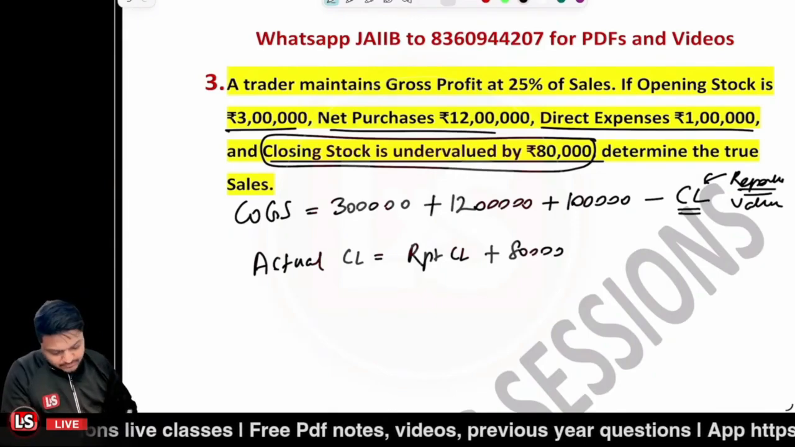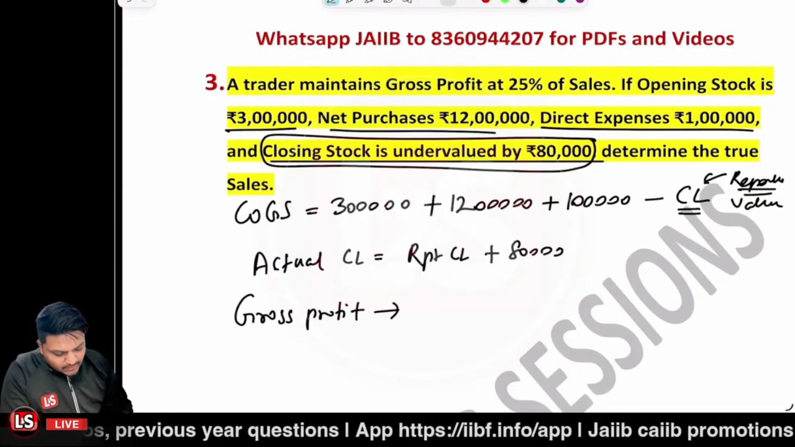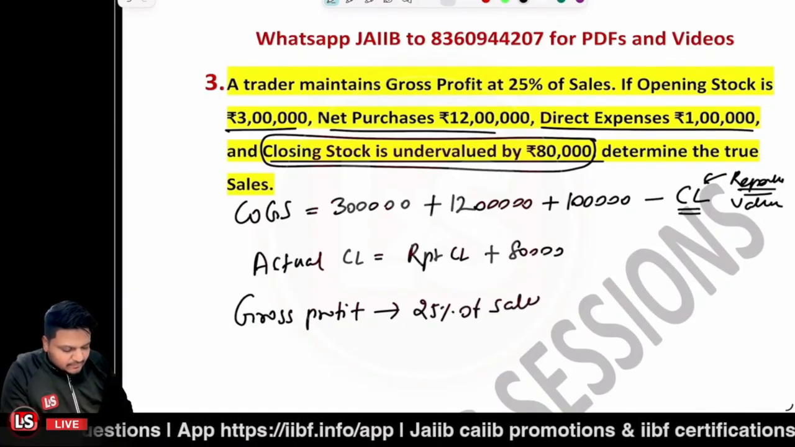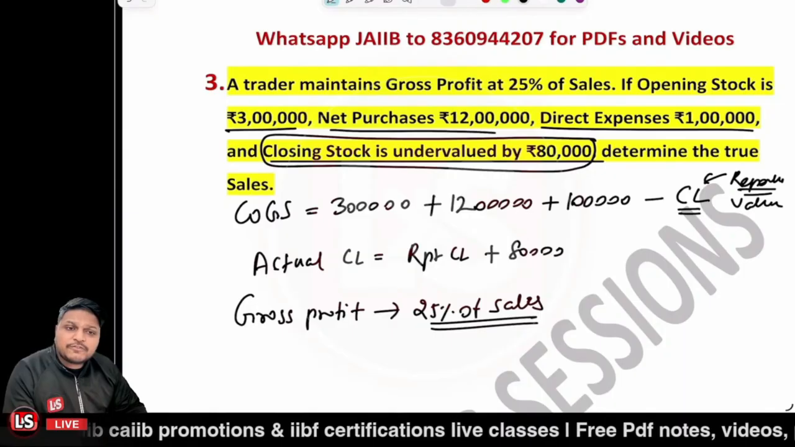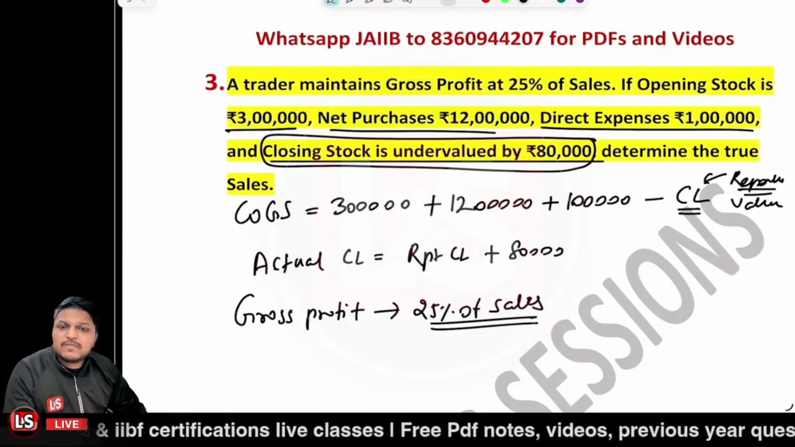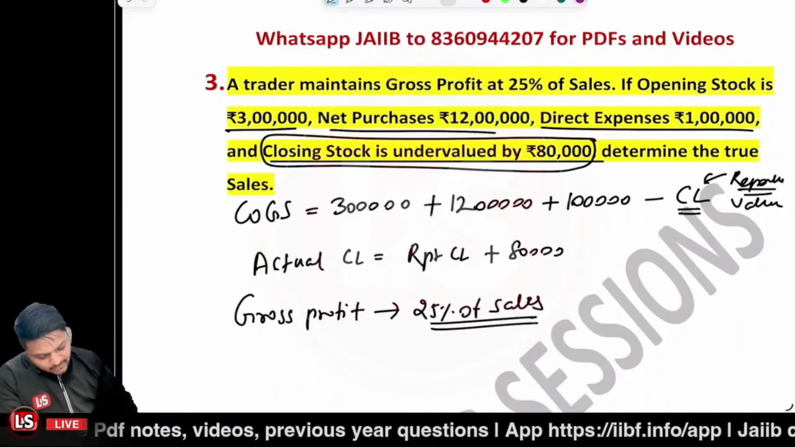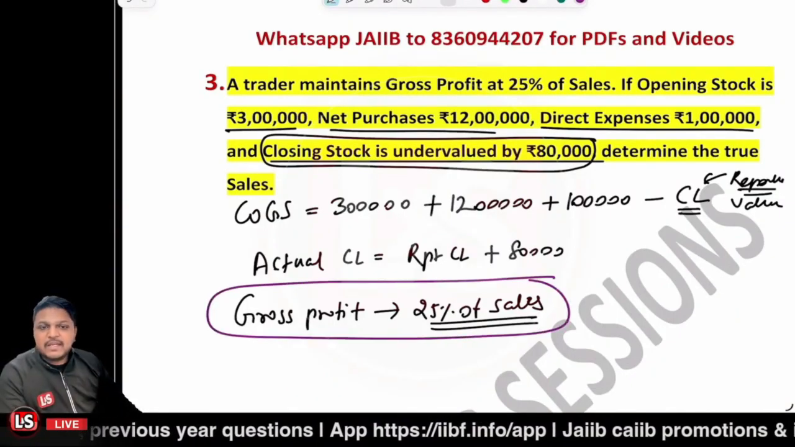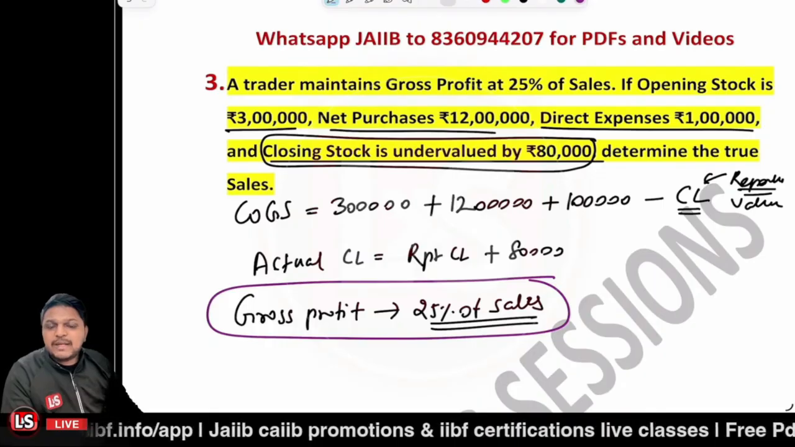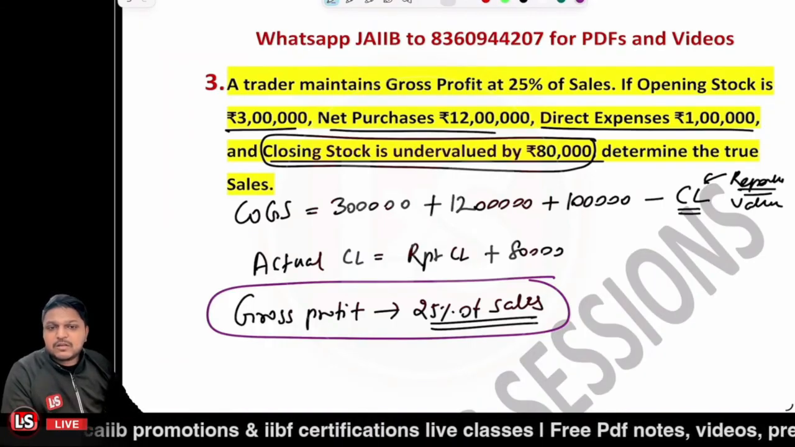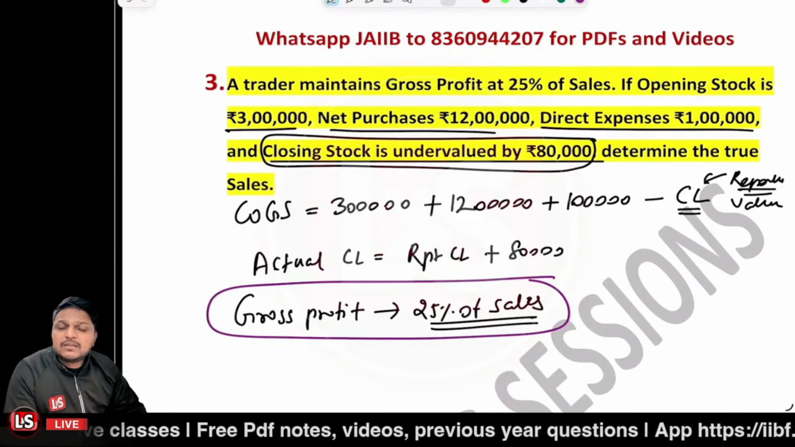And also, the gross profit is said to be 25% of the sales. 25% of the sales means the cost of sales, that COGS, is going to be 75% of the sales, right? So when we are saying that the gross profit is 25% of the sales, it means that the cost of sales is also 75% of the sales. Why so? Because we know the logic behind these two things, that your gross profit is going to be a percentage of the sales.